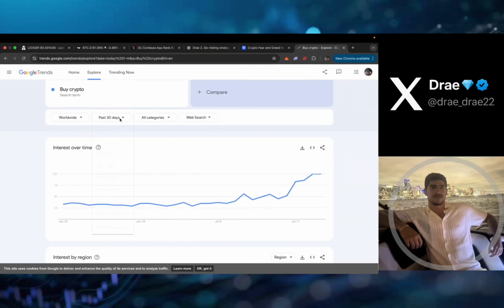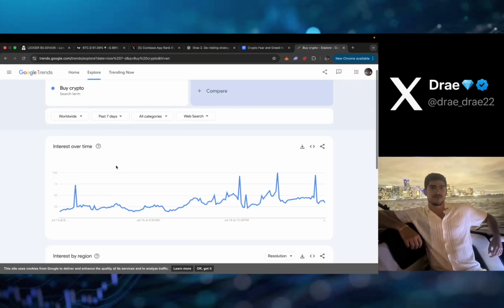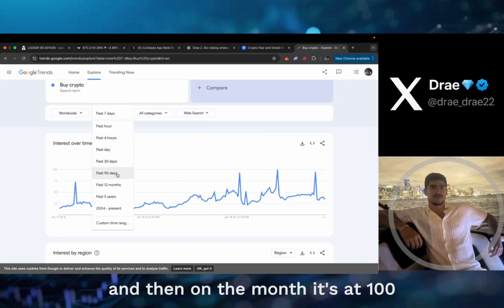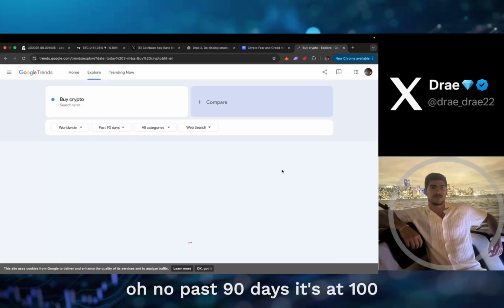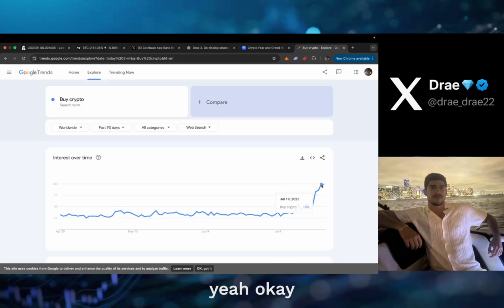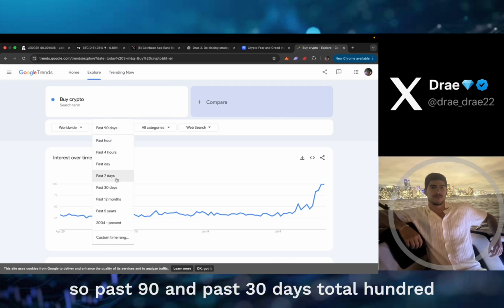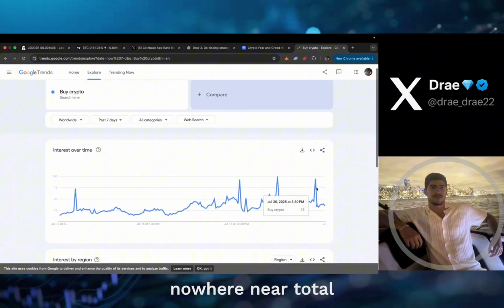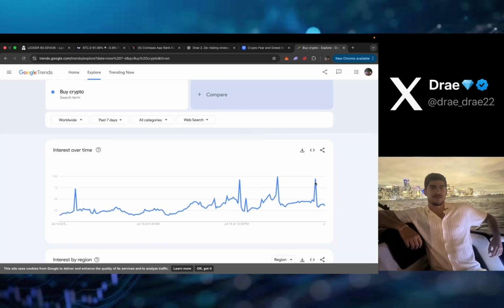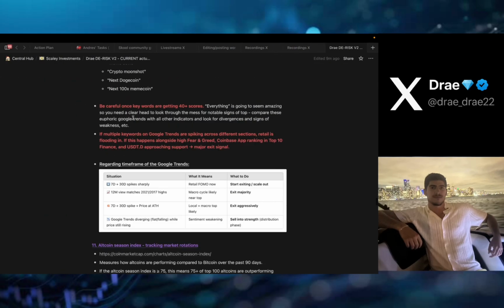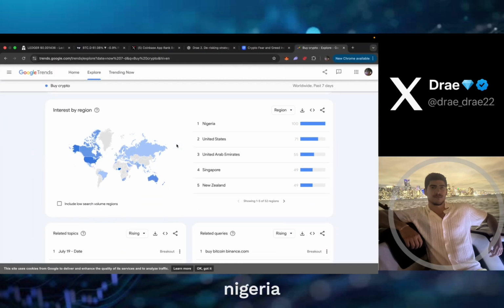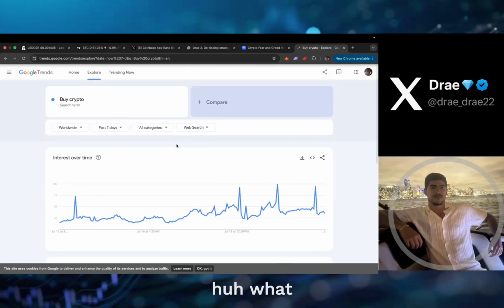Okay, so how does that even happen? On the 7-day, it's at 34, and then on the month, it's at 100. Oh no, past 90 days, it's at 100? Yeah, okay. So past 90 and past 30 days, it's at 100. But for the past week, nowhere near. It's at 35. Nigeria. What?